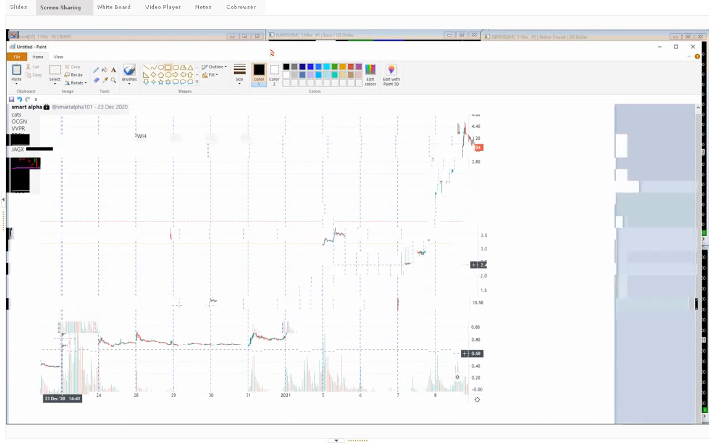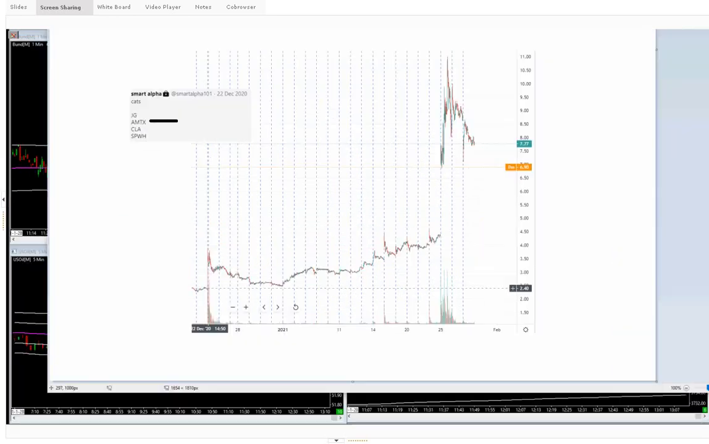There was another stock. Take a look at this stock here. This was AMTX. We posted this stock at around $2.50. It traded nearly $11 a few weeks later. So this was a stock on the 22nd of December. By the time we hit the 20th of January, it went from $2 a share to $12 a share.